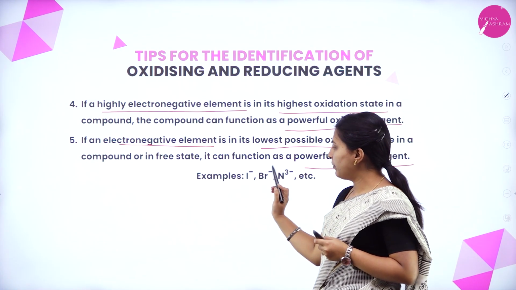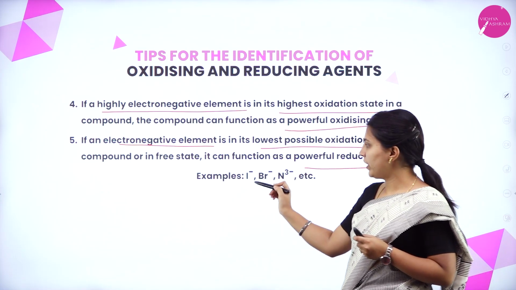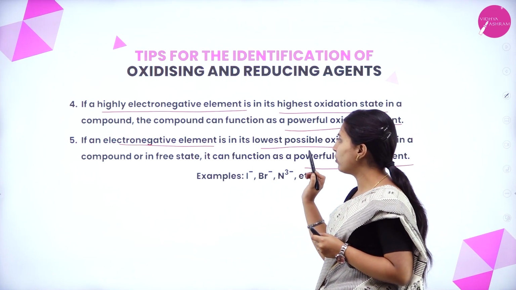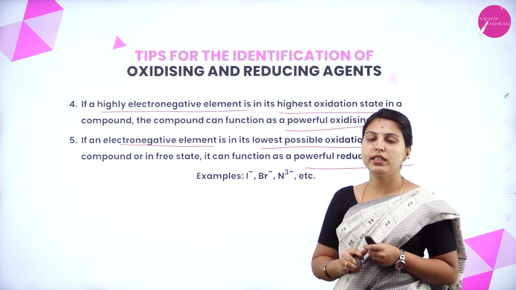See here, I⁻, Br⁻, N3⁻, etc. This is the free state and they have the lowest possible oxidation state. Also it is an electronegative element. So it will act as a powerful reducing agent.